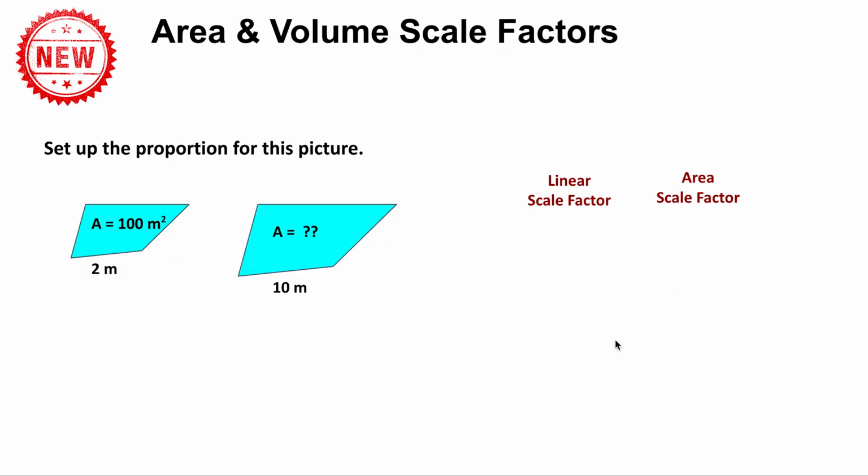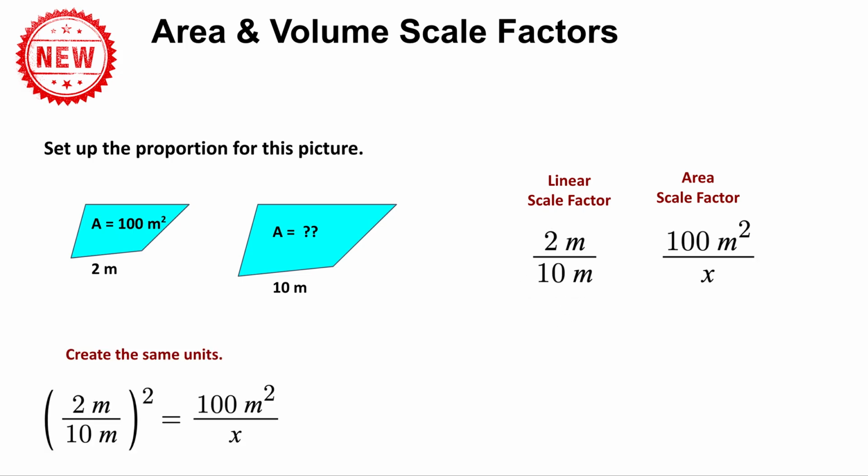All right, as you look at this one, if I were to make a scale factor out of the linear values and the area values, it would look like this. I'd have 2 goes with 10, and then 100 goes with my mystery, I don't know, I'll put an X there for the other area. Now, these two fractions, like we just said, are not equal. Okay, if we're going to make them equal, you have to square the linear scale factor. So if I square that ratio, I can now use this new information to solve as a proportion.